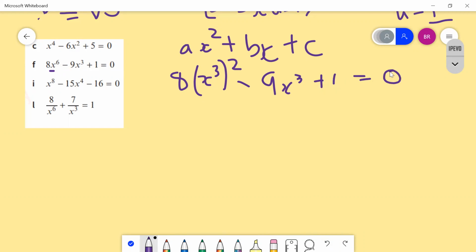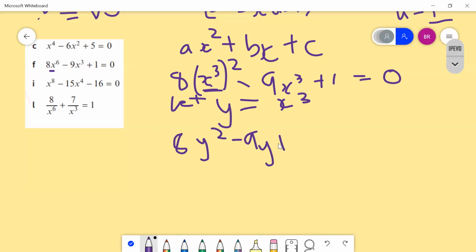Now, in this case, I'm not going to be using a u. I will just look for any unknown variable that I want. Let y be equal to x to the power of 3. So instead of writing x to the power of 3, I'm going to substitute and put y there. So this is going to be 8y squared minus 9y plus 1 is equal to 0.